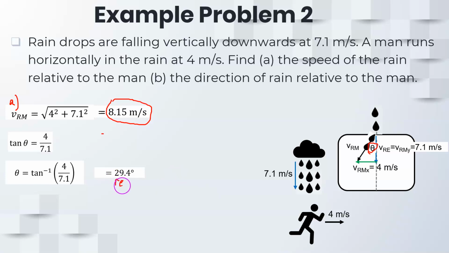So the direction words you can write there, you can just say relative to the vertical and abbreviate it like that. So hopefully you have a better idea of how to solve rain falling problems now using relative velocity.